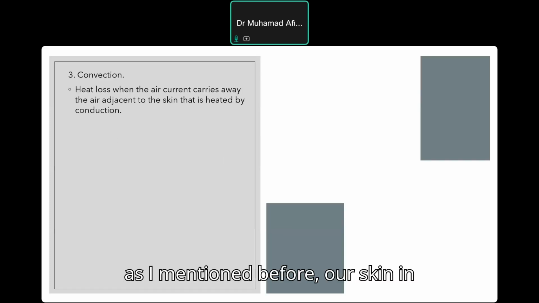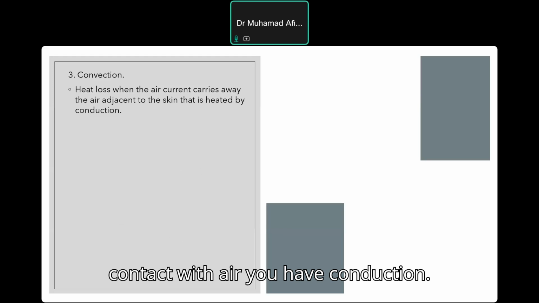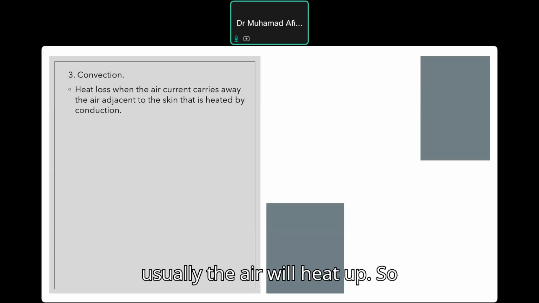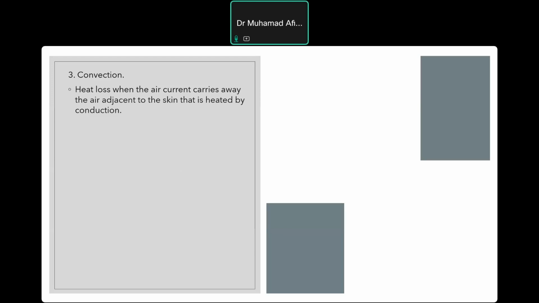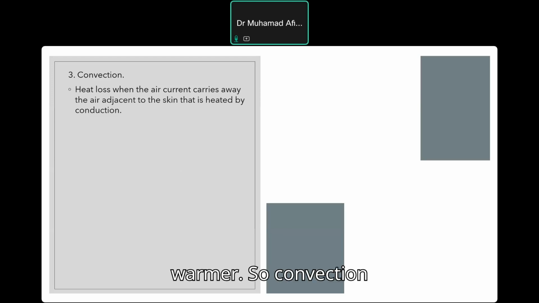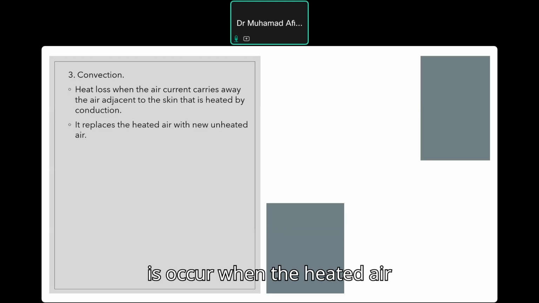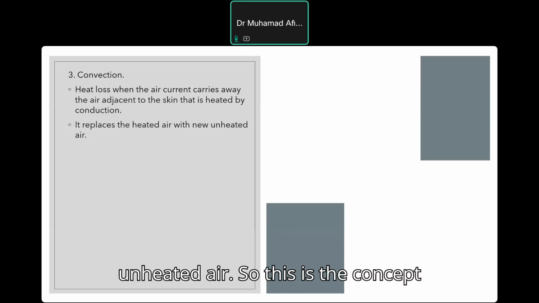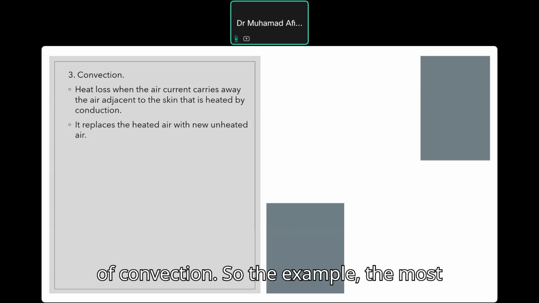As I mentioned before, when our skin is in contact with air, you have conduction. That means the heat is transferred from our body to the air, so usually the air will heat up. When the air is heated up, it is no longer able to take heat from our body because it has become warmer. So convection occurs when the heated air is replaced with new unheated air. This is the concept of convection.